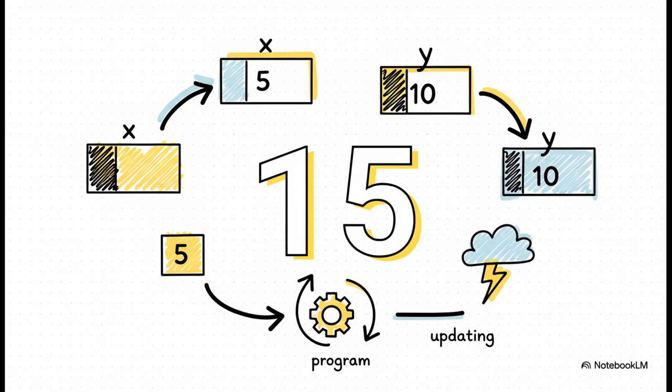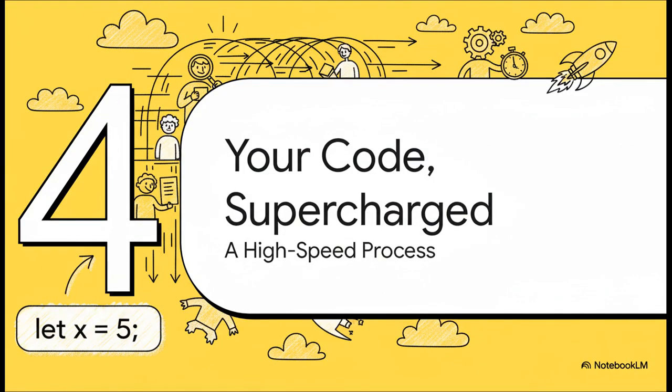The result is 15. The program looks inside x, still finds that 5, but now when it checks inside y, it finds the new value, 10. This ability to update variables is totally fundamental to how pretty much all programs work. All right, let's zoom back out for a second. We started this whole journey with one tiny line of code, let x equals 5.